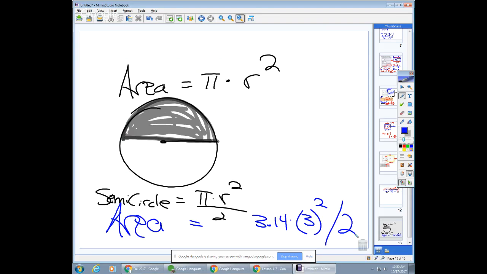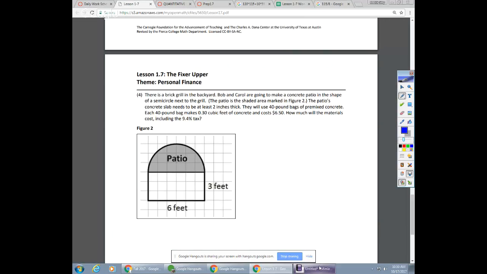Area is like paint over the top. What am I actually doing here? I'm pouring concrete. How thick was the concrete again, Robert? 2 inches? Well, that's thin. That's not going to last long. I would do 4. Okay, so we're going to do what they say. They want 2, fine. They can have a 2-inch thick patio. It's going to crack very soon.